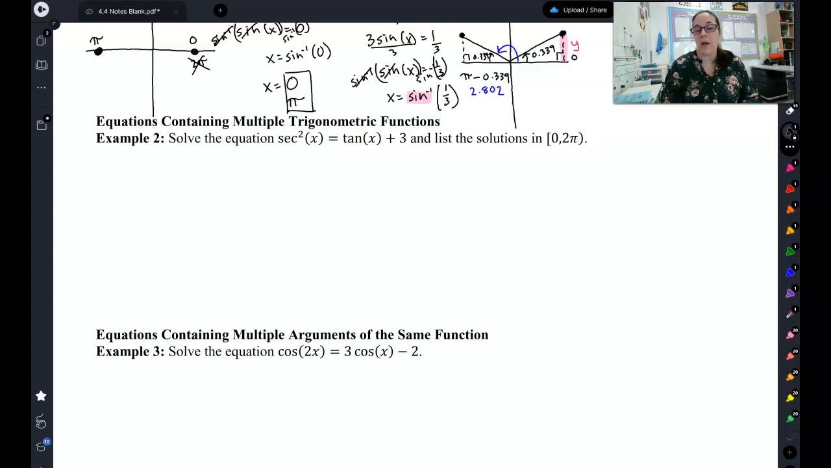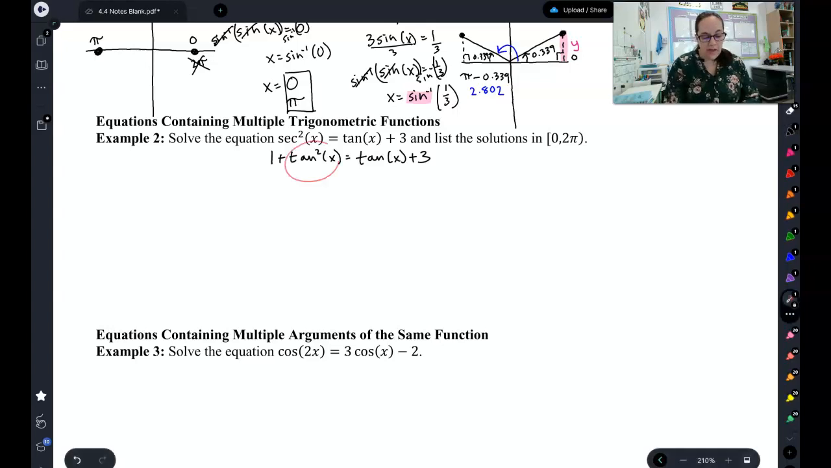Hopefully, when I said I need to change secant squared to something with tangents, you thought of your Pythagorean identities. Because from the Pythagorean identities, we know that secant squared is 1 plus tangent squared. And from here, we see, hey, look at that. I have a quadratic. I have a tangent squared and a tangent. So now I'm going to bring everything to one side and factor it.